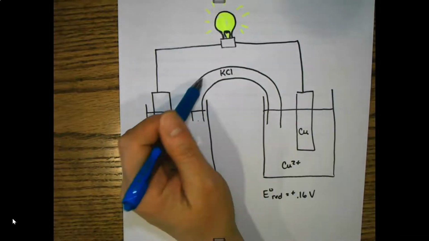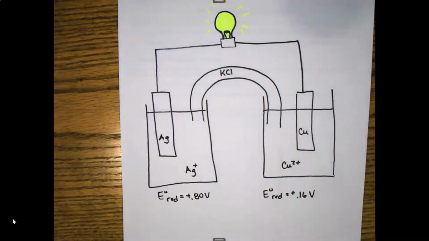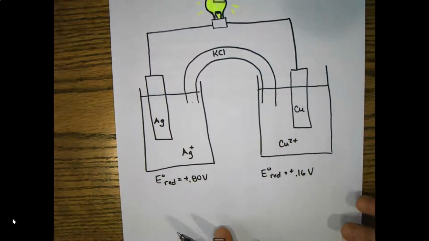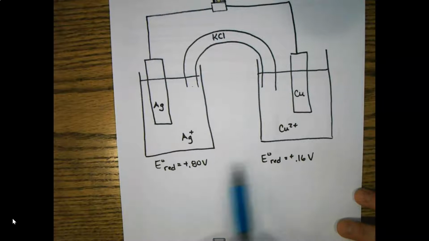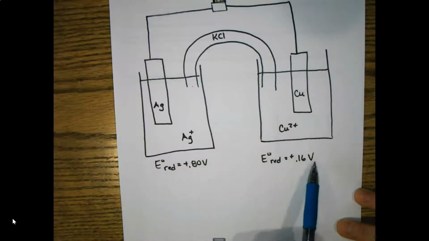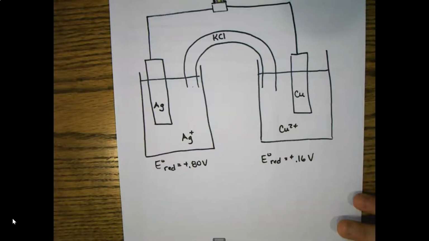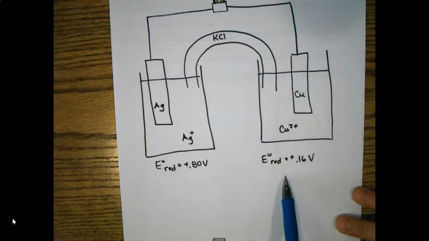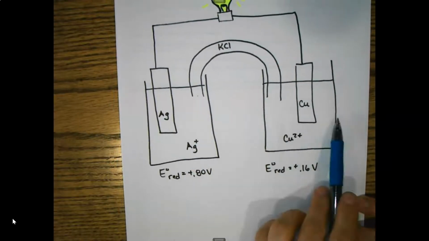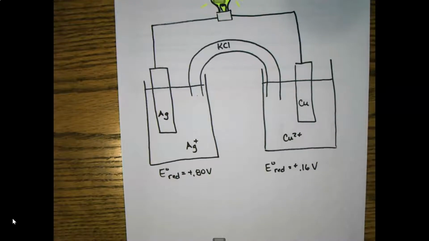And then this represents our salt bridge, and again, we'll get into more details there. I've also taken the opportunity to show you that the voltages for silver and for copper, the reduction potentials, are positive 0.8 and positive 0.16. So that's where we're going to start in order to figure out what's going to be oxidation and what's going to be reduction. Notice that I haven't told you.